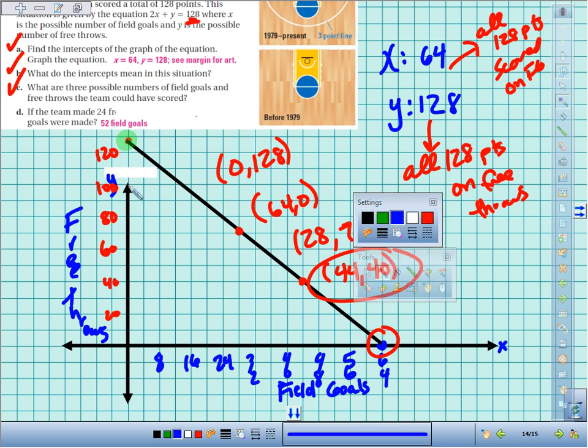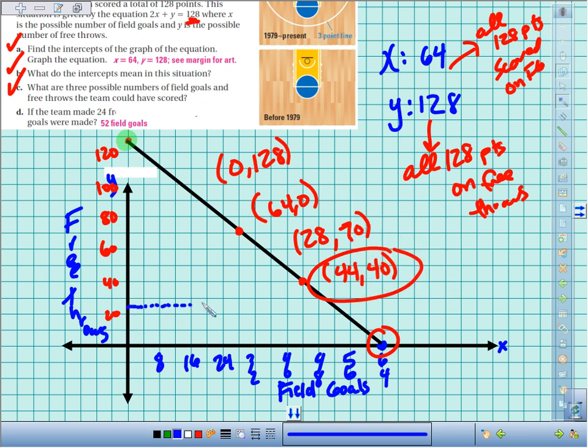If the team made 24 free throws, how many field goals were made? Let's go to our free throws. If they made 24, here's 20, 30, 24 would be right about here. Let's work our way over to the graph and find out how many field goals that means they had to have made. And it looks like it's about right here. So it looks like about 52 field goals, which was the answer, so we did okay.